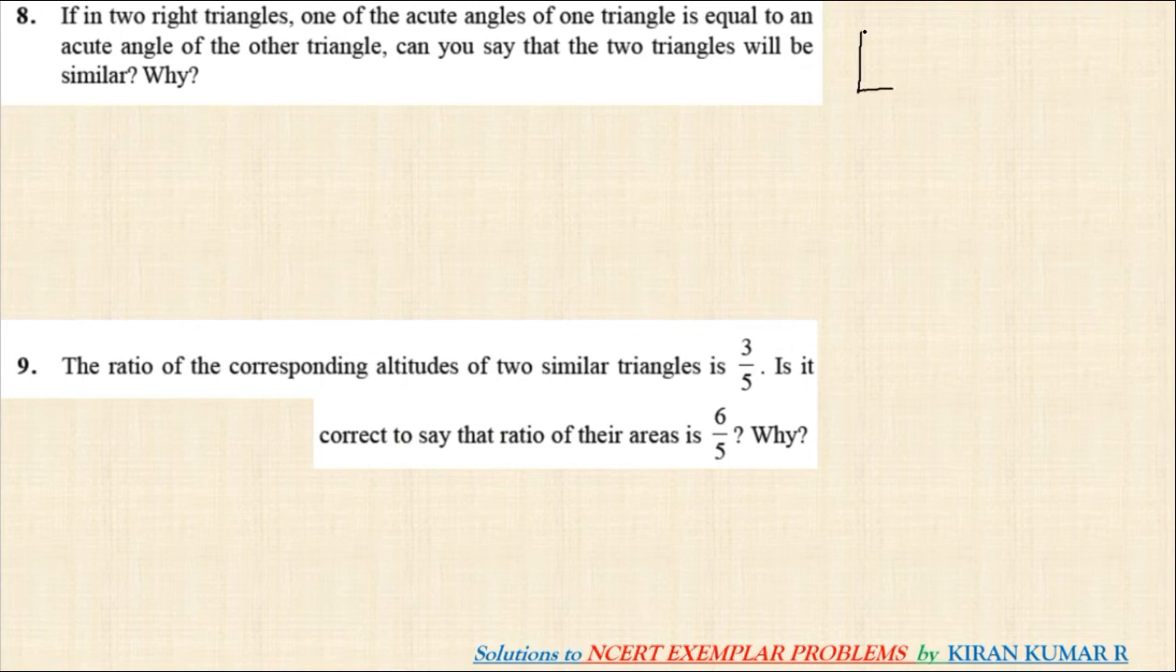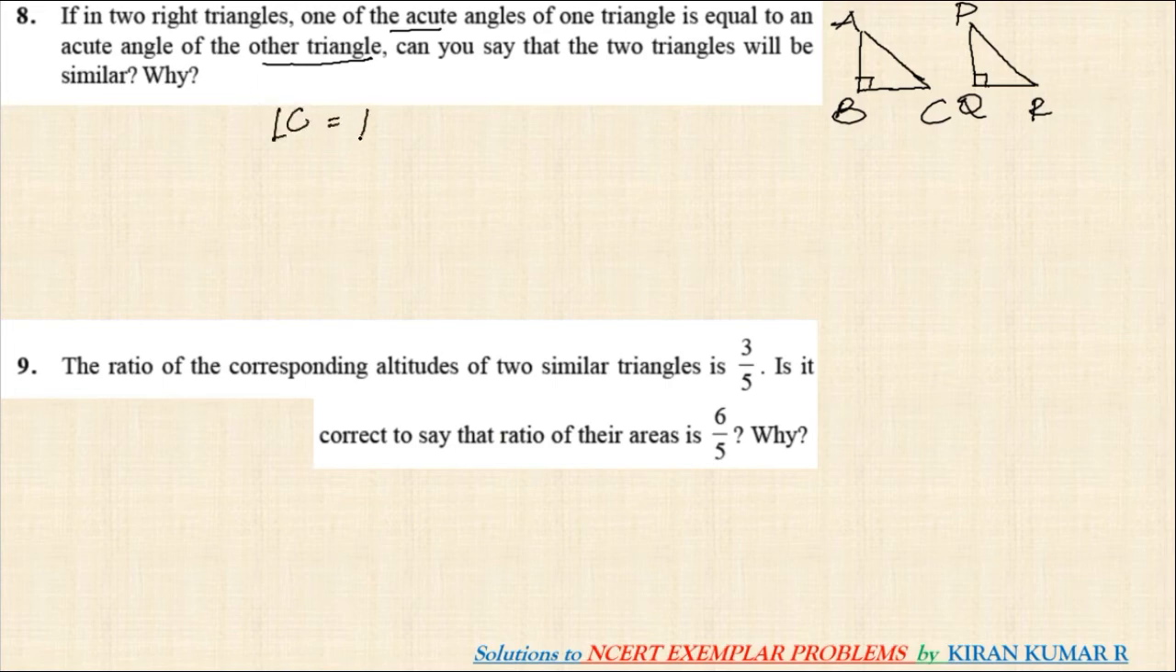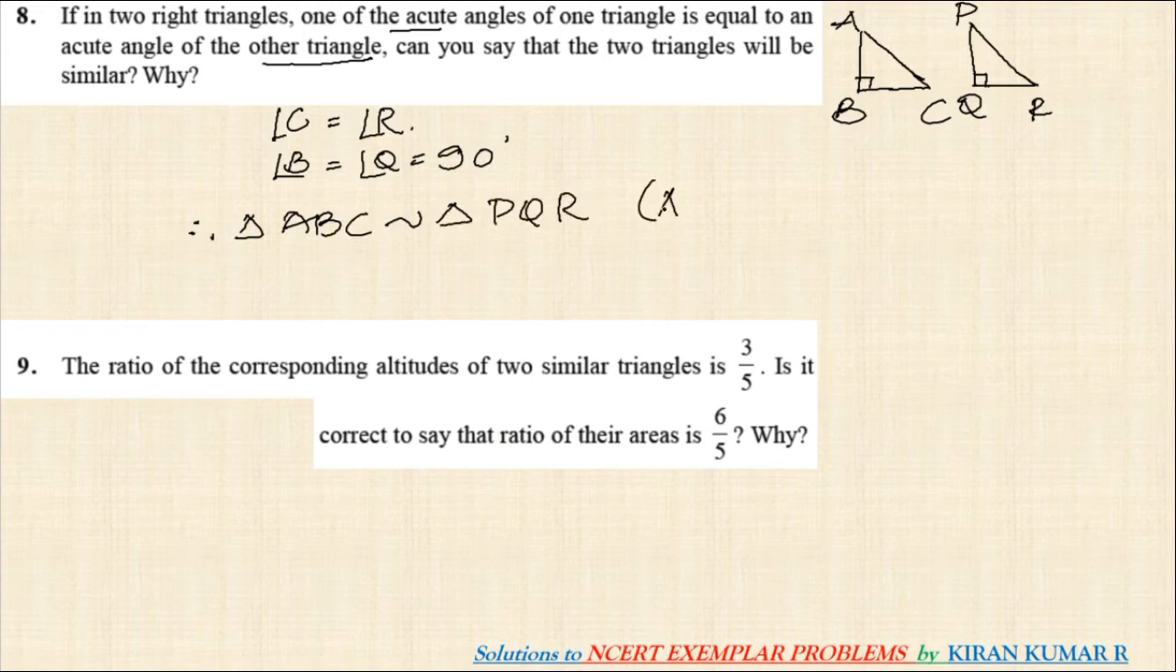Suppose I consider two right triangles, say right triangle ABC, right angled at B, and PQR, right angled at Q. These two angles are 90 degrees. According to the question, one of the acute angles of one triangle is equal to an acute angle of the other triangle. It means, say, angle C equals angle R, and what is given to us is angle B equals angle Q, both equal to 90 degrees. Therefore, triangle ABC is similar to triangle PQR by AA similarity. Therefore, this statement is a true statement.